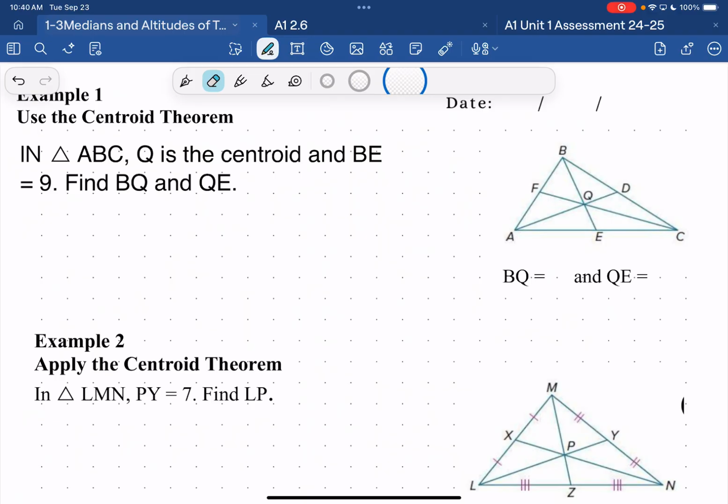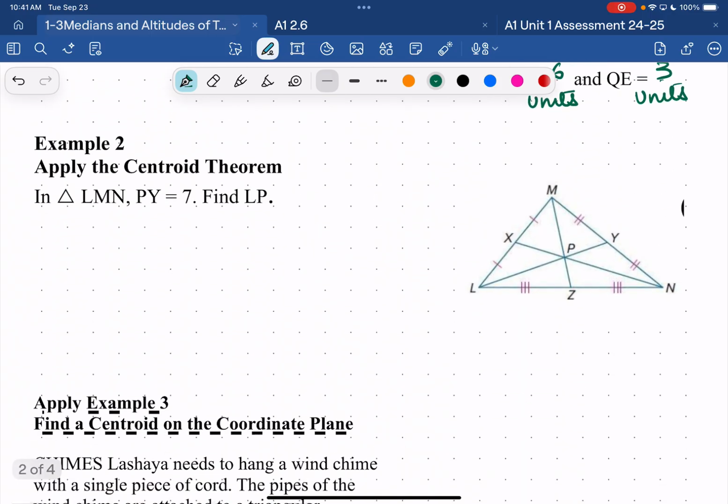That is equal to 9? 6 what? 6 units. And QE is equal to 3 units. Now in the question after this, we have PY, this length from the centroid to the midpoint, it is given as 7 units. We want to find the length from the vertex to the centroid.